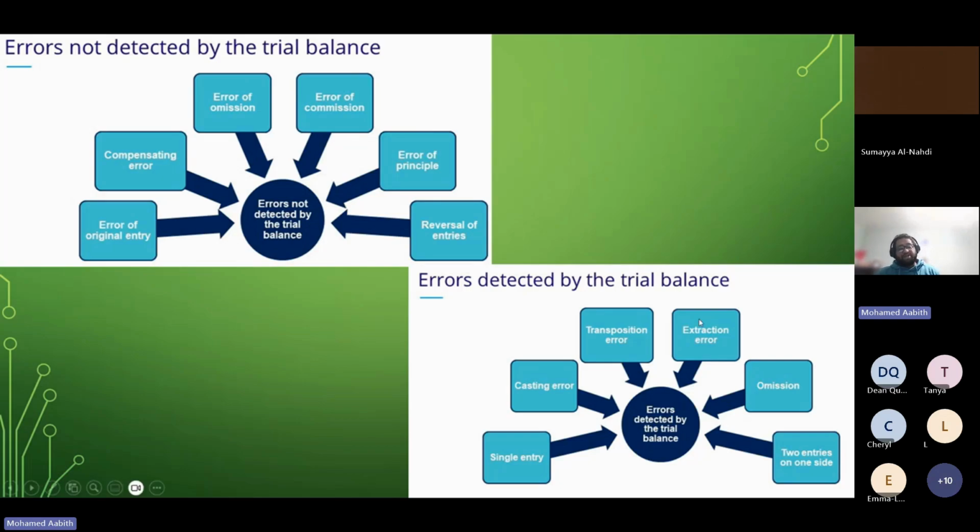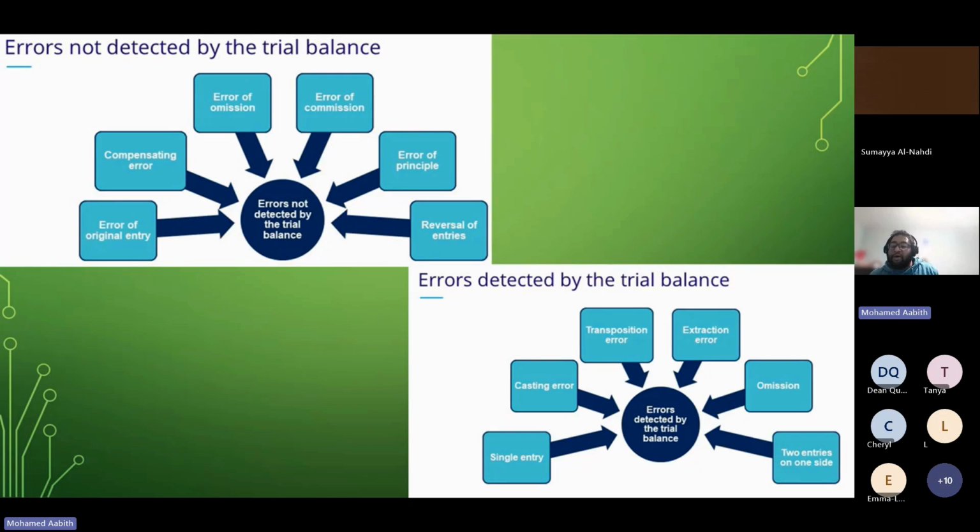What is the meaning of a transposition error? The numbers are switched. When you've done one entry as £56, the other entry you could have done as £65. Therefore, one entry is correct and the other entry is wrong. That is a transposition error. What is the meaning of an extraction error? We have a balance on our T accounts and we take that balance and put it in the trial balance. But when I do it, the amount was £100 and in the trial balance I put £1,000. That is what we call an extraction error.